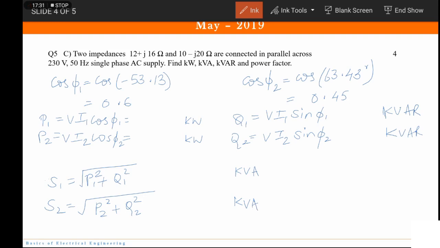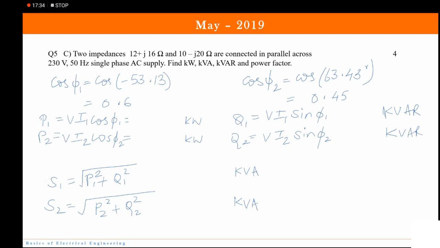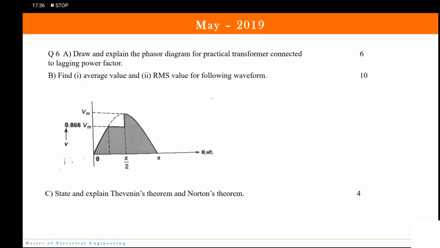Fine? So let us go to the next question now. Question number 6 says, draw and explain the phasor diagram for practical transformer, 6 marks. When we did the transformer chapter, chapter number 4, we already covered this topic, phasor diagram for practical transformer. We took lagging also, lagging meaning when the load is inductive, and we did it for leading power factor also. Please refer to that chapter.